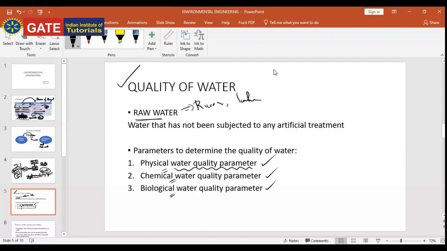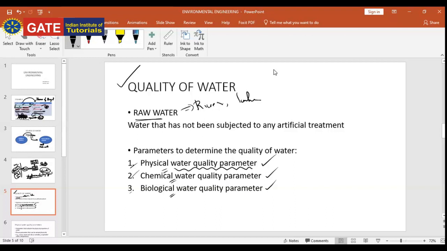You'll be having three different kinds of parameters. What are they? Physical parameters, chemical parameters, and biological parameters. Physical parameters mean those parameters that can be observed physically by our senses. We can see it, taste it, smell it, see what is inside it, and touch it and feel the temperature. Then we can call them physical parameters.